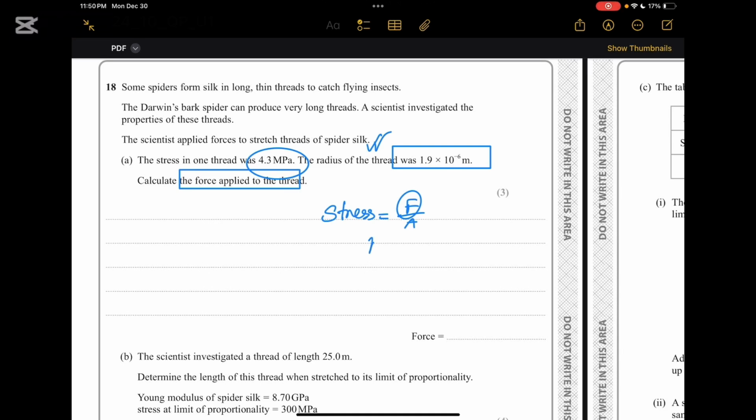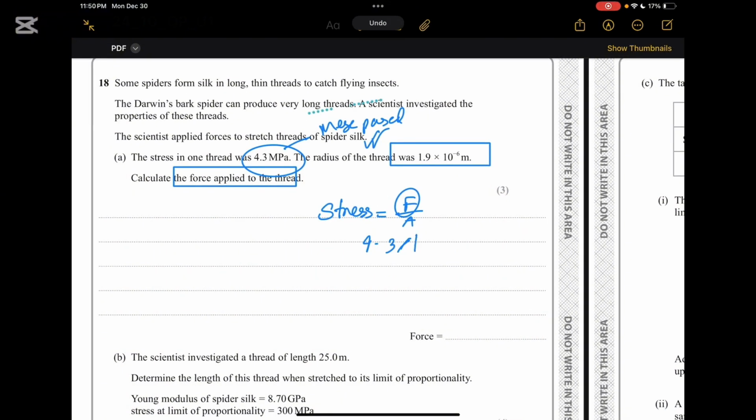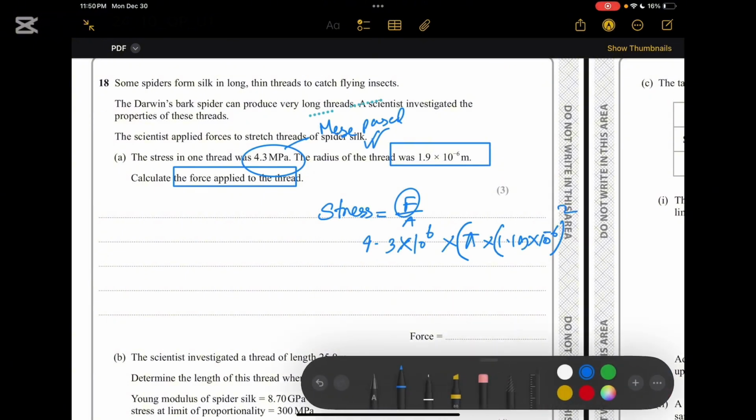So what we can do is take 4.3 megapascal. That means 4.3 into 10 to the power 6. You multiply megapascal by 10 to the power 6 to convert it into pascal. Into this area, which is pi r squared, pi into 1.9 into 10 to the power 6 squared. Sorry, my bad, only this part will be squared, not the other part.